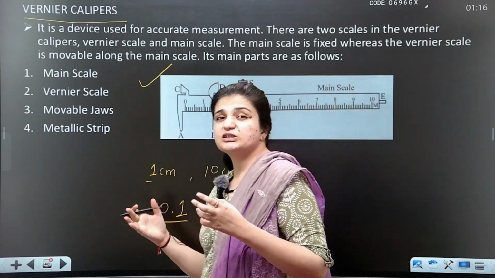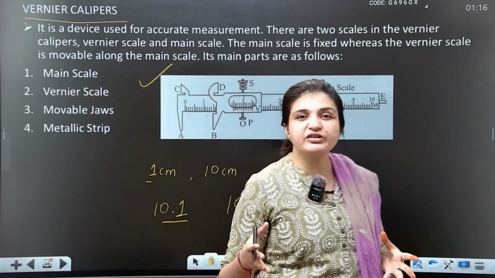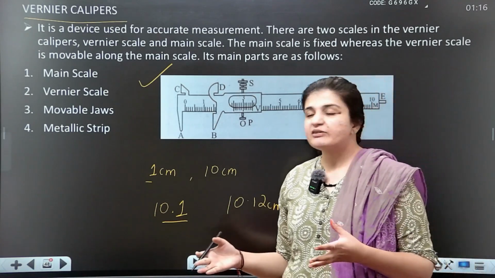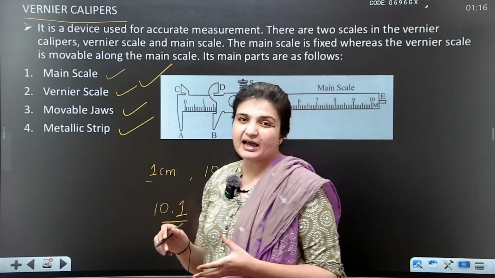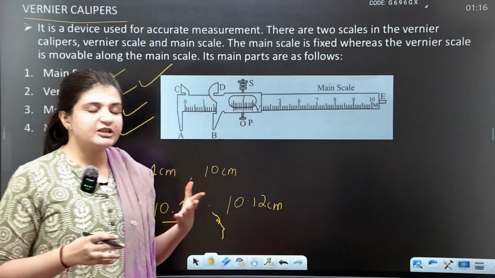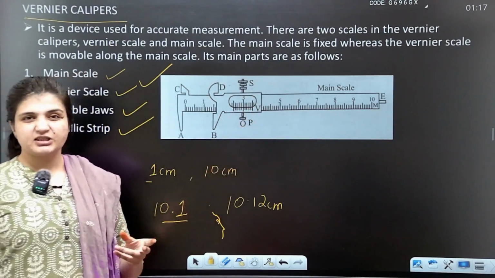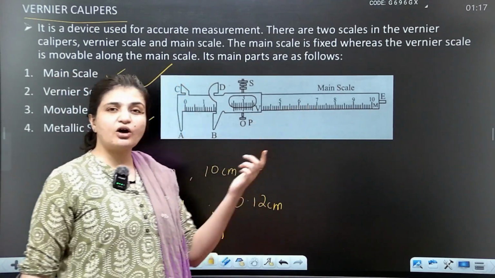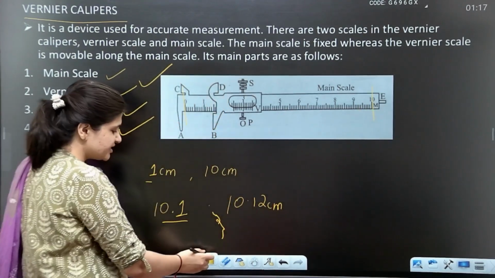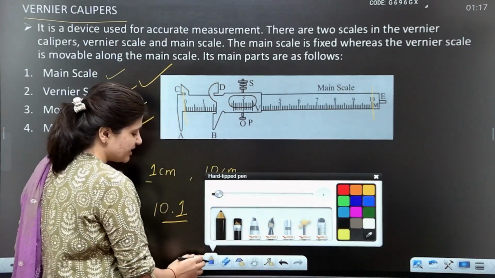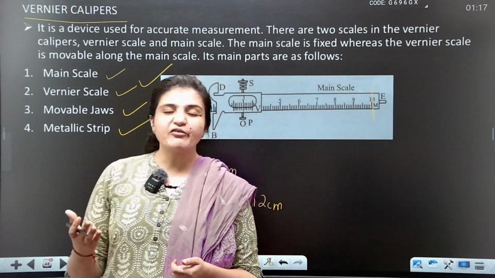Basically, in the vernier caliper we have four parts. What are these four parts? We have the main scale, the vernier scale, the movable jaws and the metallic strip. This is the main scale, which looks similar to a normal scale, with a reading from 0 to 10.